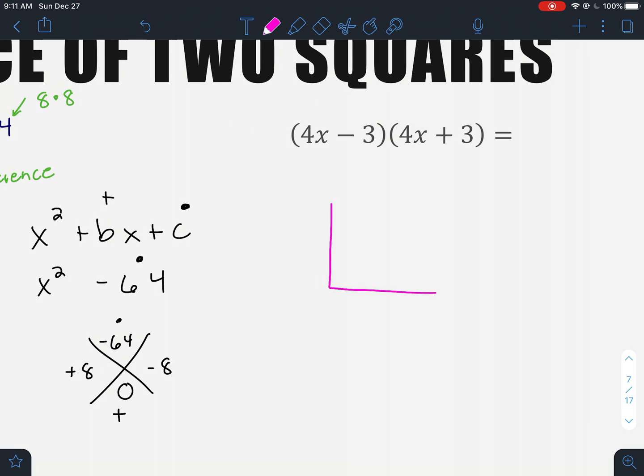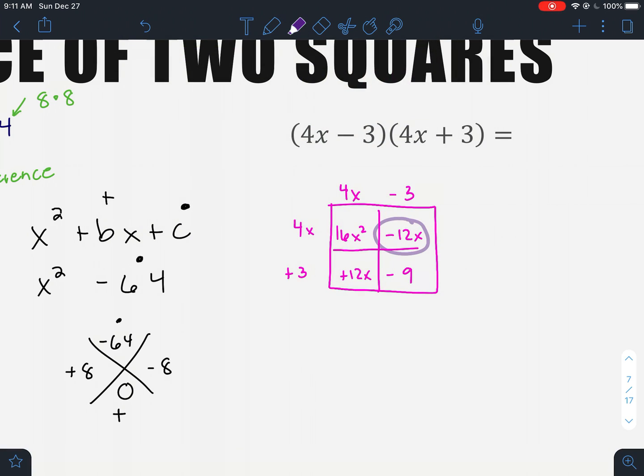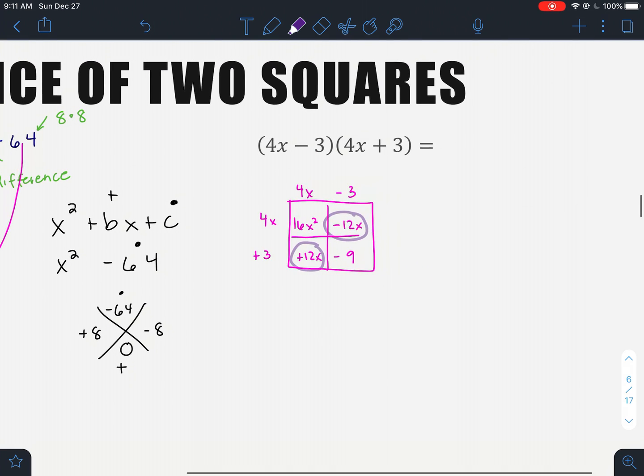It also works when you have ax squared plus bx plus c. So let's multiply 4x minus 3 times 4x plus 3. So when you multiply this out, 4x minus 3 times 4x plus 3, you get 16x squared minus 12x plus 12x and minus 9. And so again, notice those two middle terms, negative 12x and positive 12x, will cancel with each other. So you are just left with 16x squared minus 9.